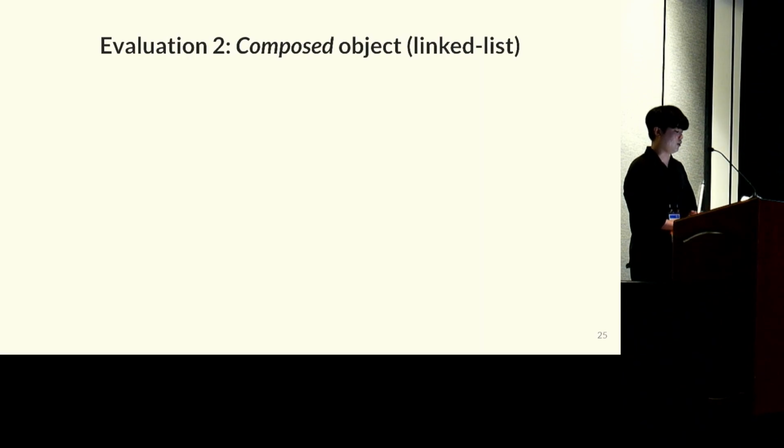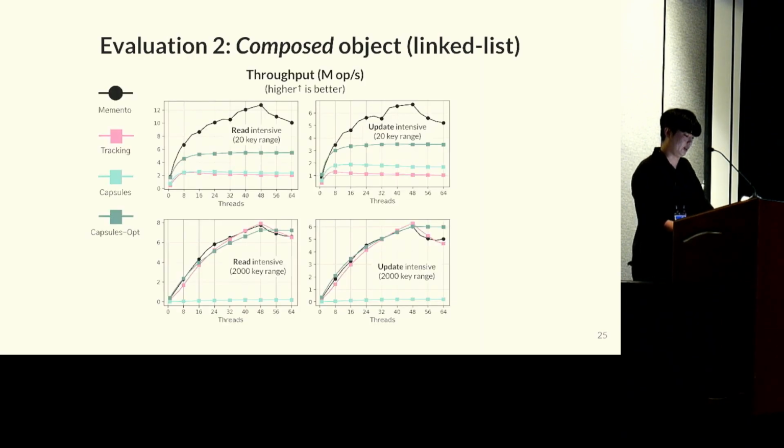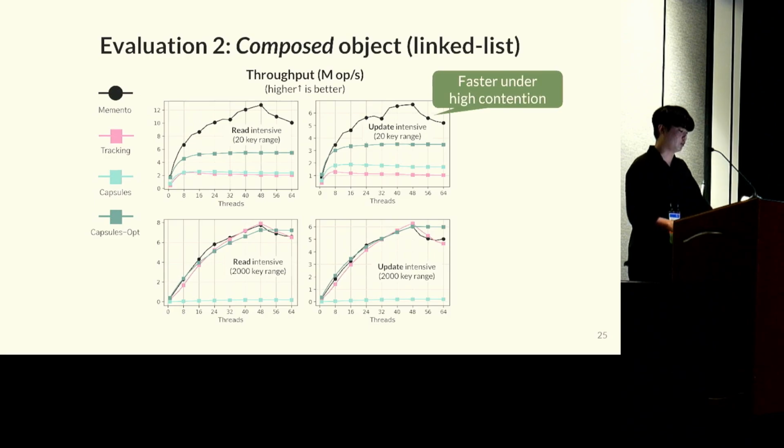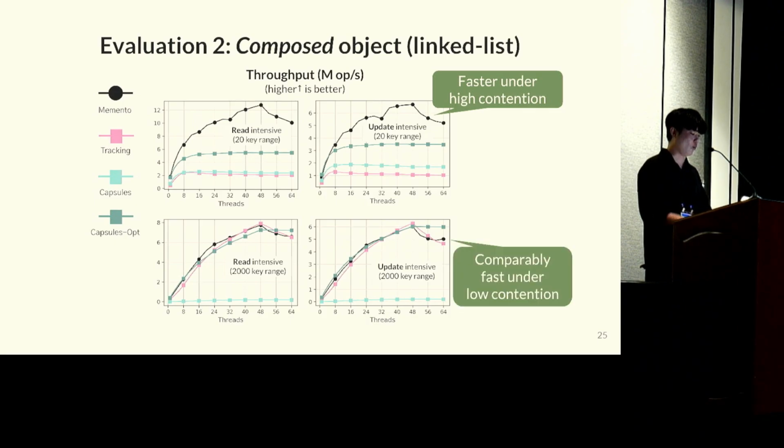Next is the evaluation of a composed linked list. We compared Memento linked list with detectable linked list derived from existing detectability design methods. Within a range of 20 keys, the Memento list exhibits high performance in both measurements. On the other hand, within a range of 2,000 keys, the Memento list is comparably fast with competitors.